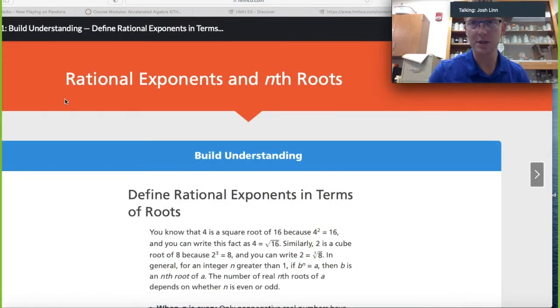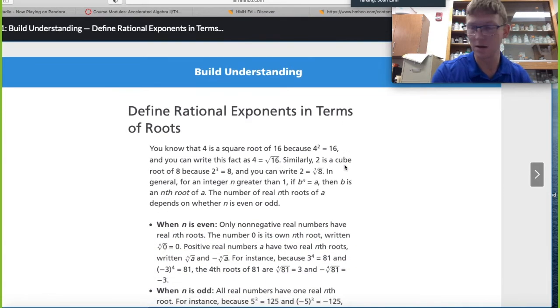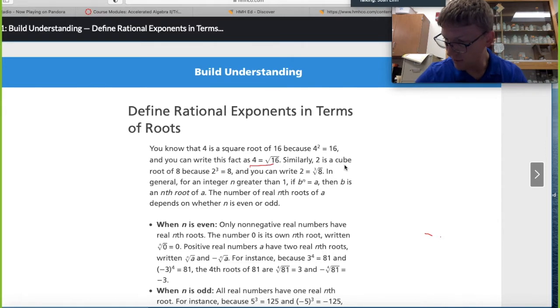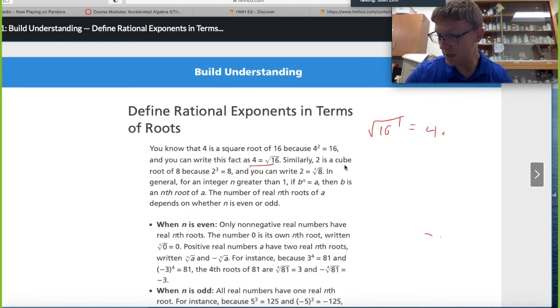So as I mentioned, we have seen things like square roots. That's something that we should be a little familiar with. And that's simply like, the example they have here, if you have the square root of 16, that stands for what two numbers multiplied together gives you 16. And so we know that 4 times 4 is 16.